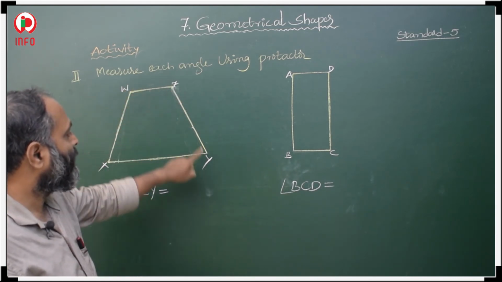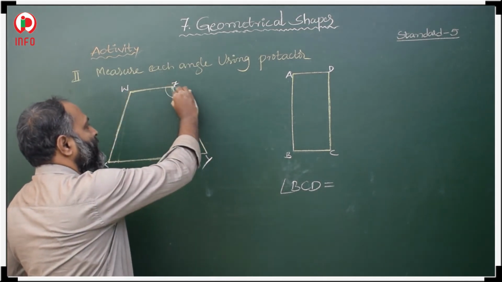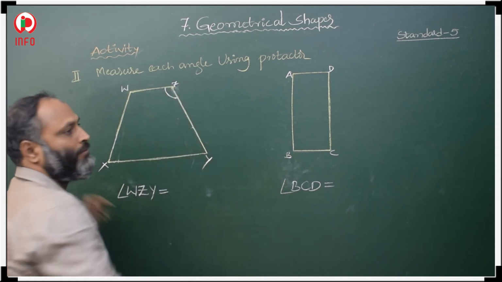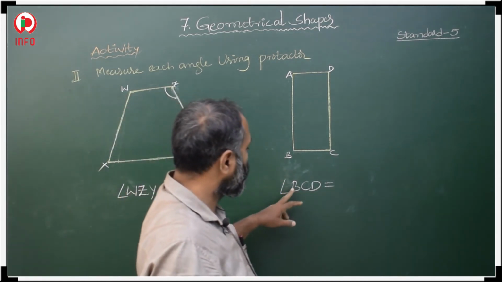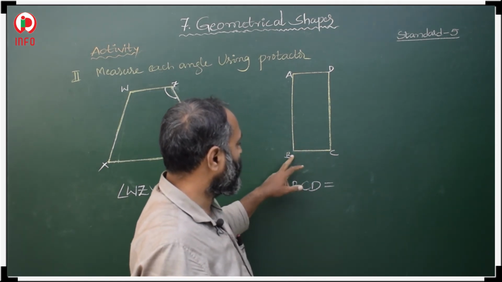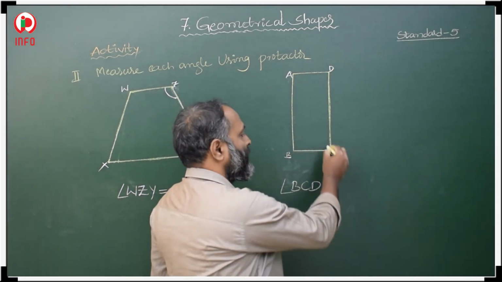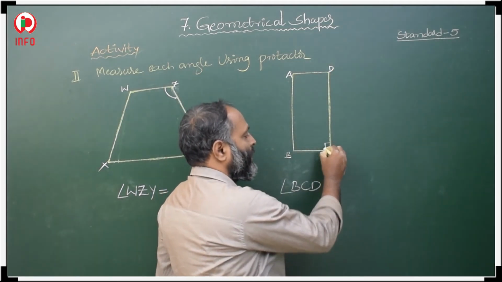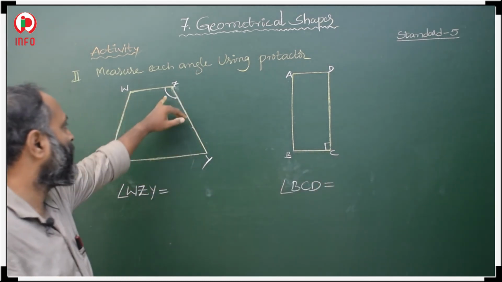WZY. WZY means this angle we have to find. This Z, angle Z we have to find. In this quadrilateral, what we have to find? BCD. BCD means this angle, angle C, we have to find. Here we have to find angle C. Here we have to find angle Z.